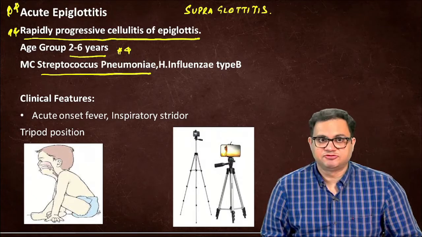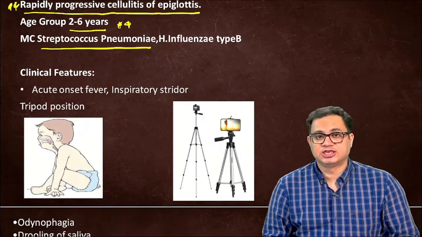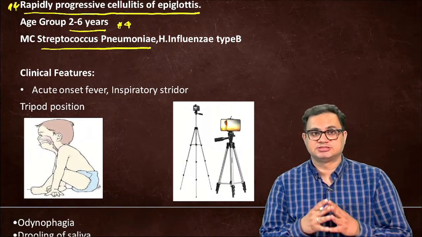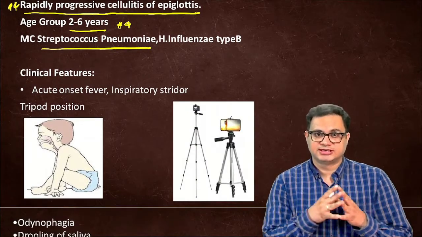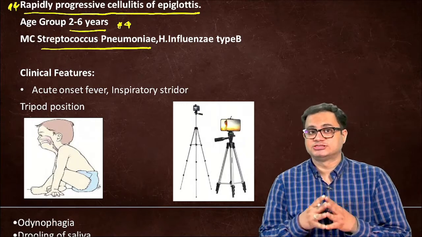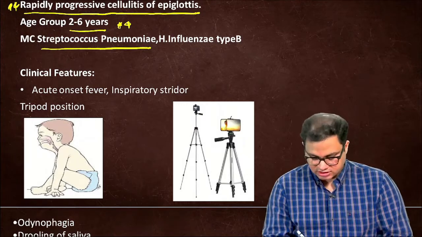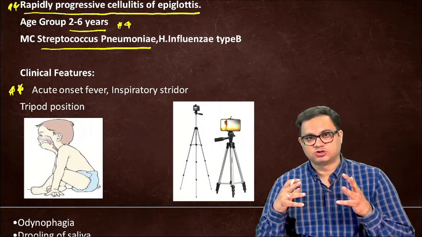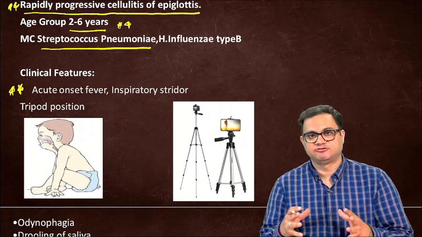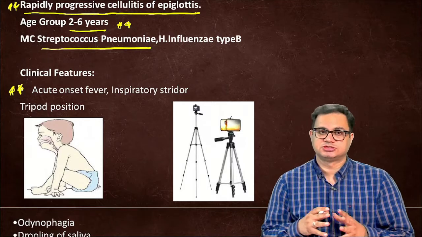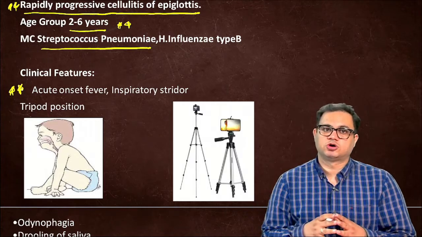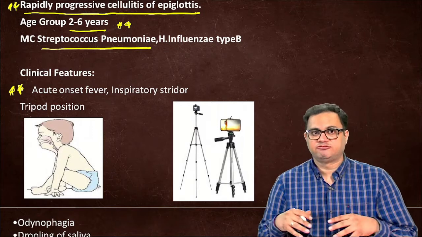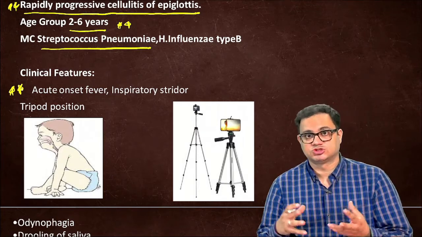Now what are the clinical features? As I said, this is an acute emergency, so the patient will present to you in the OPD or casualty with acute onset fever. As there is abundant subcutaneous connective tissue below the epithelium, any inflammation of the supraglottic area or the epiglottis will lead to swelling or prolapse.